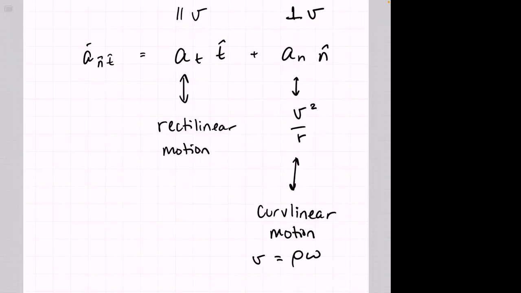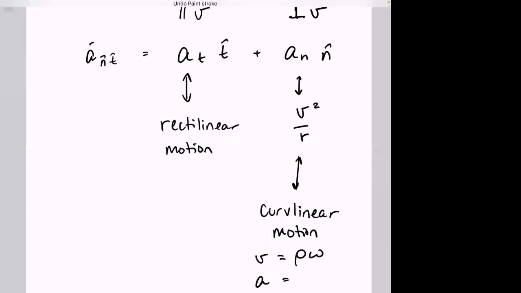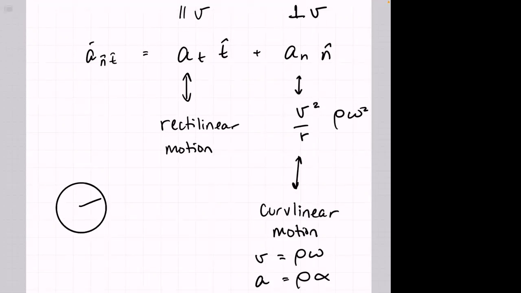Acceleration is equal to rho times alpha. And if we were to substitute velocity into this v squared over r, we get a familiar rho omega squared, and r omega squared if it's a perfect circle. R is a perfect circle. Rho is if you have a curve, but the whole thing isn't a perfect circle.